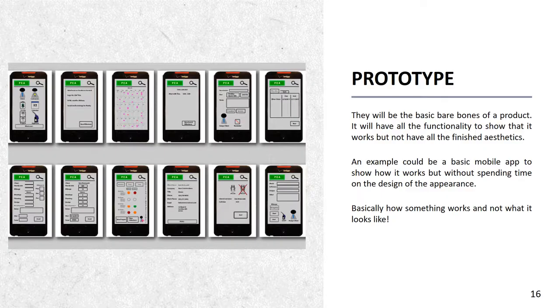So a prototype is the bare bones of a product. It literally shows how everything's going to work. So for a mobile app, for example, it will show all the functionality, how all the buttons work, how it all links together, but not the final appearance of it. So for example, it could all be in black and white, or you might use very simple basic icons without actually putting all of the graphics into the product. So a prototype is essentially used to show how something will work rather than what it's going to look like.